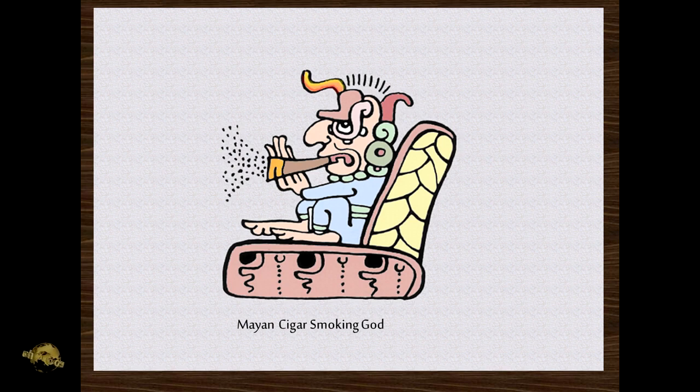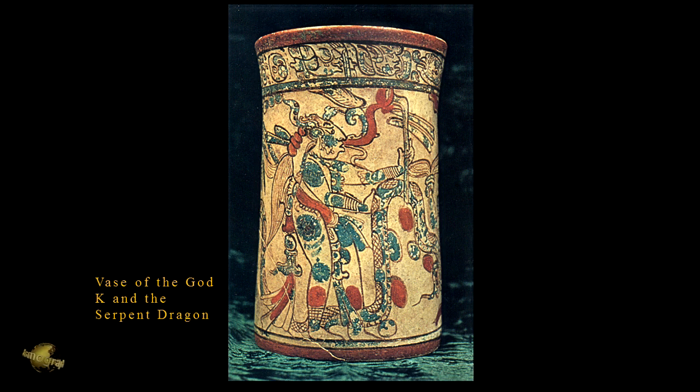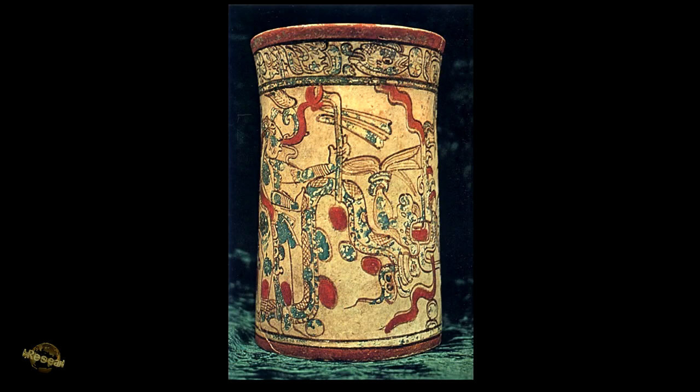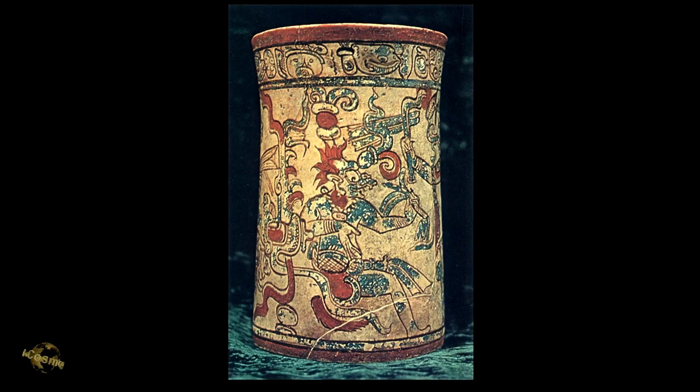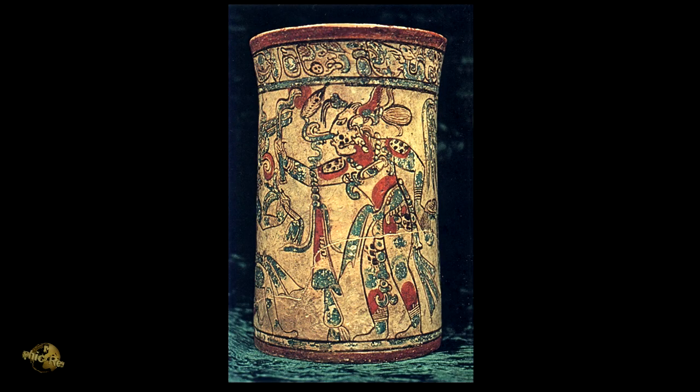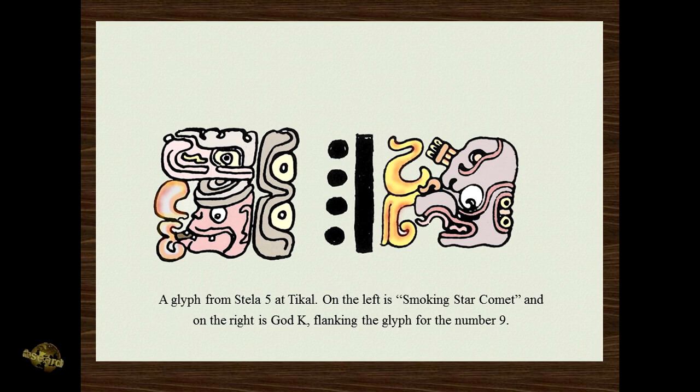Now this is another thing that occurs quite frequently. That's the New Year's cigar-smoking god. Notice what's coming out of his forehead. The flare. Vase of the god K and the serpent dragon. I know that's difficult to see, but you see there's a big serpent winding around on this base. And here's the death god. These vases tell stories.